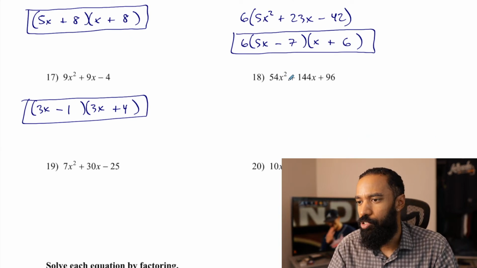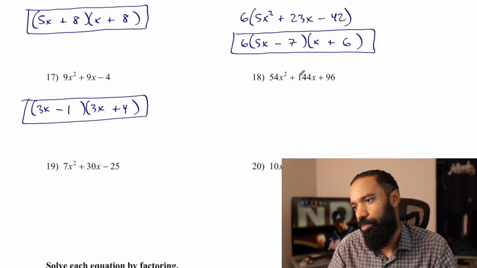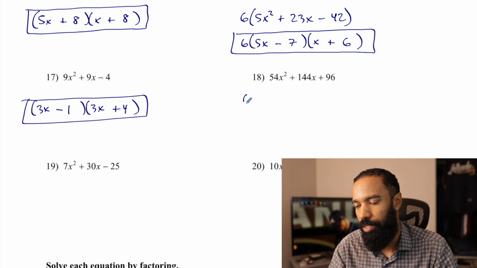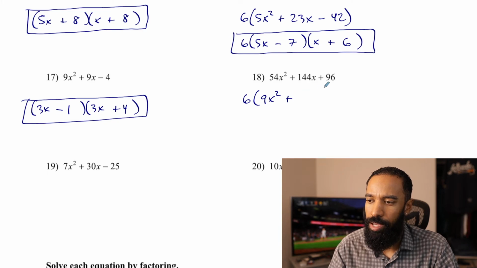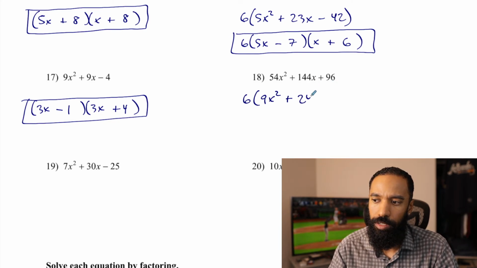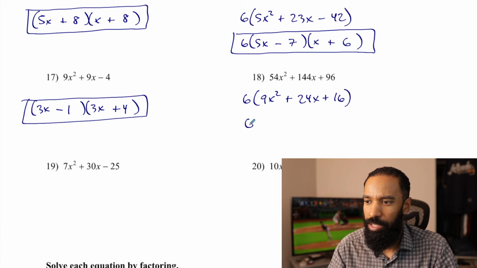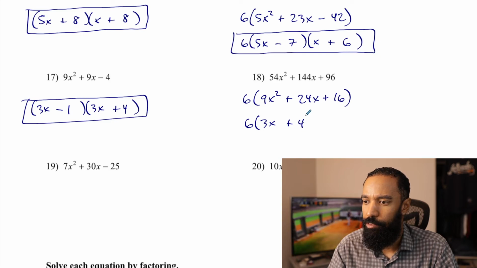Got a GCF of 2. I think 6 works again here. 6. It might be something bigger. 9x squared plus 24x plus, I think, 16. I think that's as big as it gets. And that looks like a perfect square trinomial. We square 3. We square 4. And then we double 3 times 4, which is 12. So that's that.